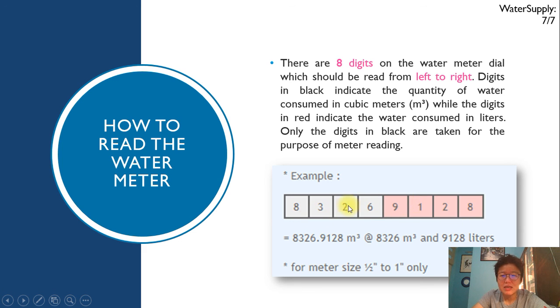Here 8926 cubic meters is actually about 9128 liters. Alright? And this is a situation where the pipe size is such and such. So this is how we actually read the meter. Now you are good at reading the water meter, you can actually do it and cross-check when the bill comes.